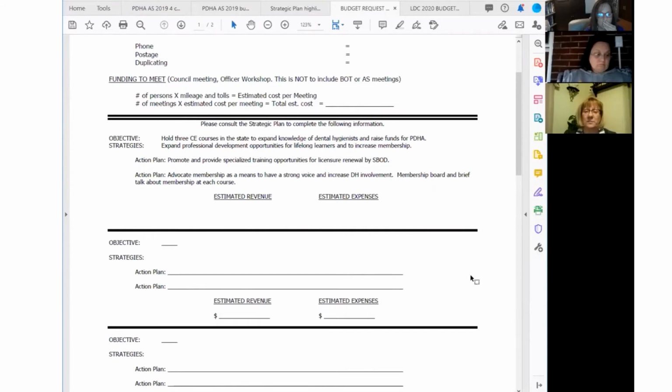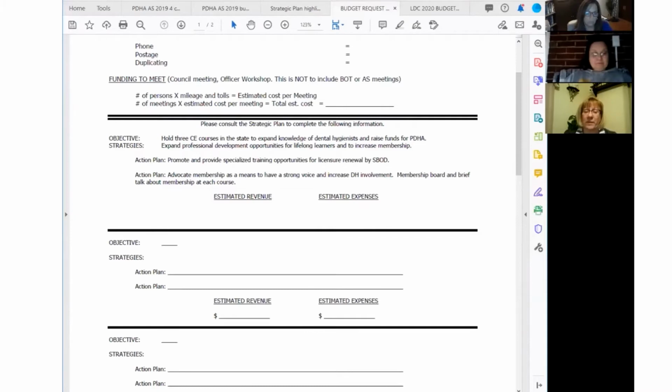I know this seems to be redundant, but you need to understand that when it comes to the budget committee meeting, we need this information. If you give us a budget request form that just says my expenses are going to be X amount of dollars, and that's what I'm asking for, case closed, with no other information, when it comes to that budget committee, we're going to feel that this is not a priority for you, and it's not going to be a priority for PDHA for next year.